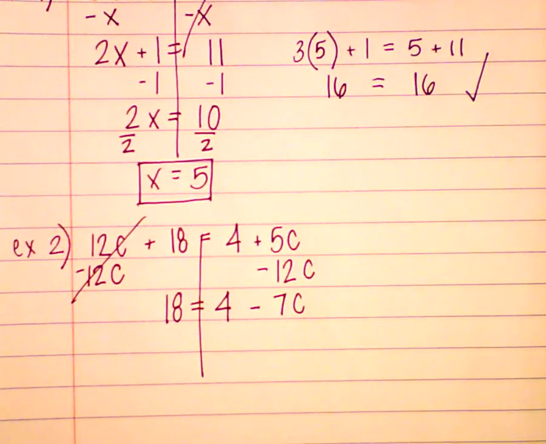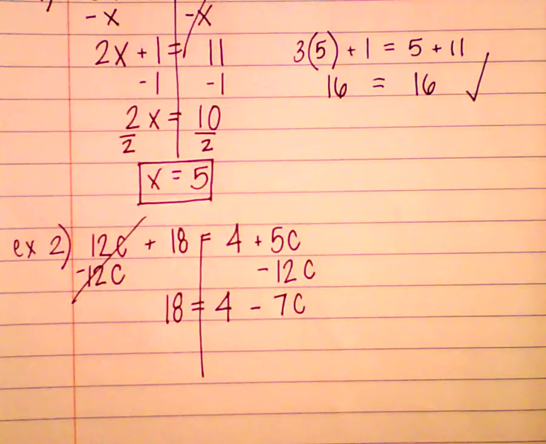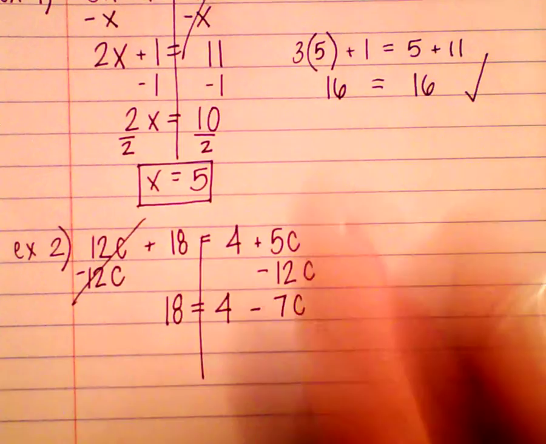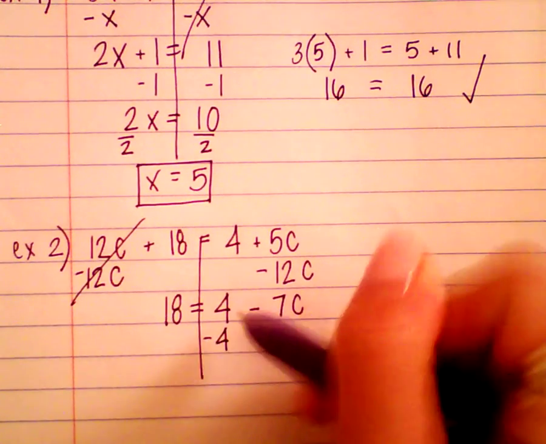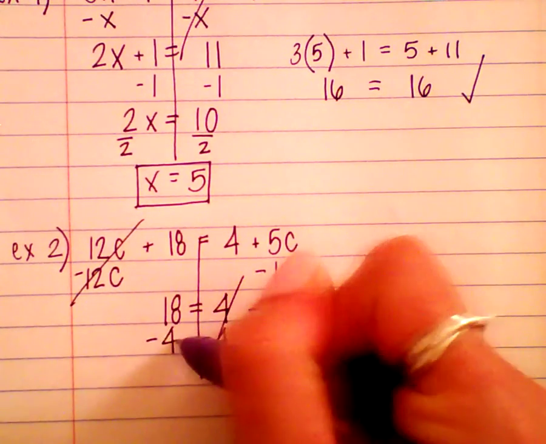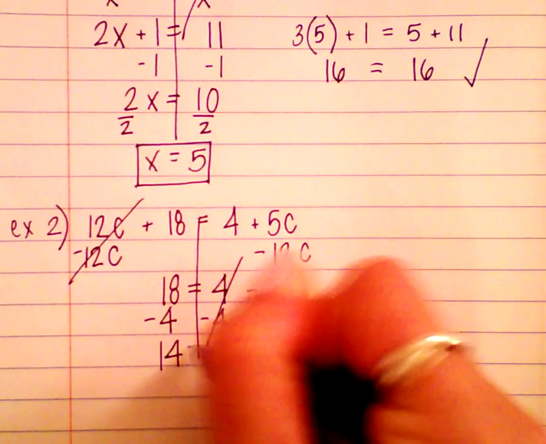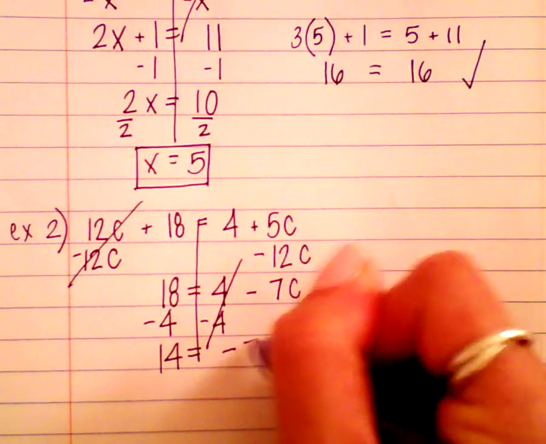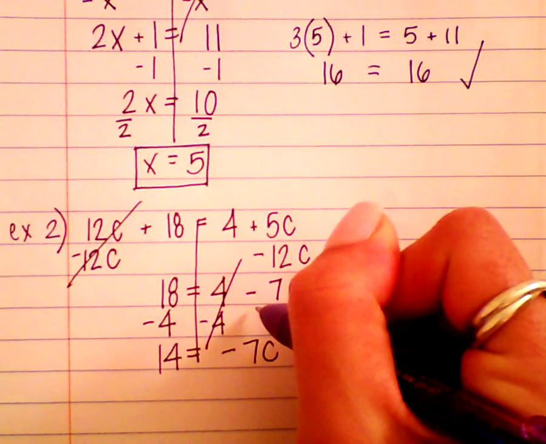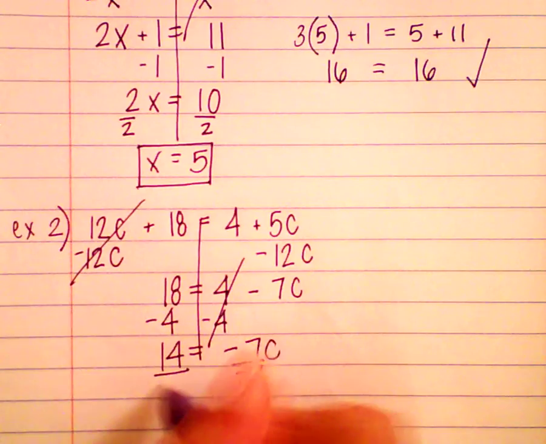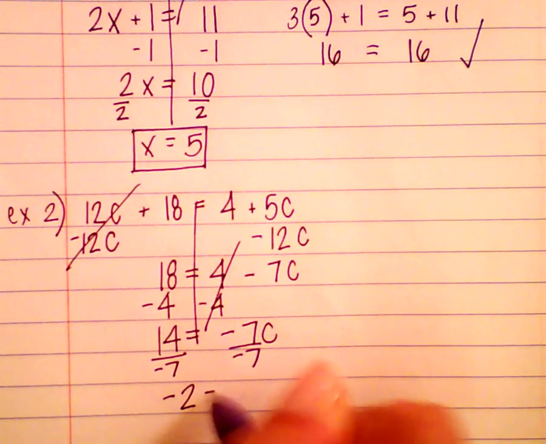And now I have a two-step equation. So in order to get all of my terms on one side and all of my variables on the other, I need to take away 4 on both sides. 18 minus 4 is 14. My negative 7c comes down. Don't forget, you always look to the left. My final step would be divide by negative 7 on both sides, giving me c equal to negative 2.